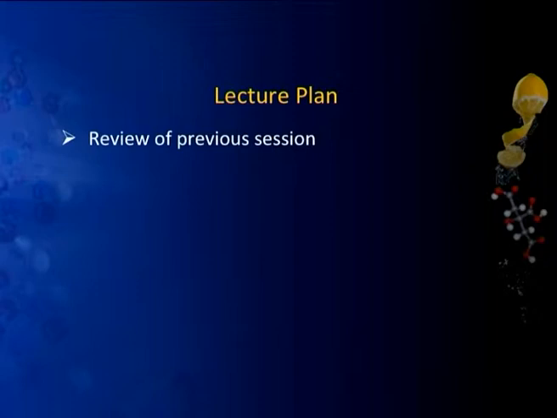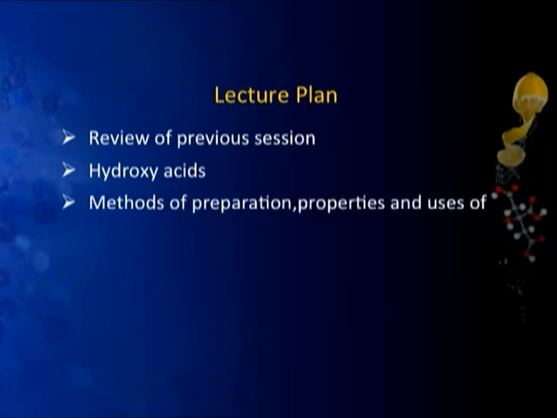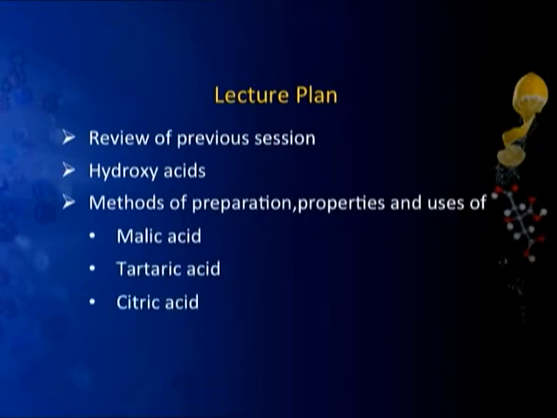Our today's session is planned like this: first we will review what we had done in our previous session. We discussed substituted acids in our previous session. Amongst them one were hydroxy acids, and today we will discuss some specific examples of hydroxy acids. We will talk about their preparation, properties and some of their uses. The three hydroxy acids which we are going to discuss today are malic acid, tartaric acid and citric acid. And then finally, we will summarize our today's work.